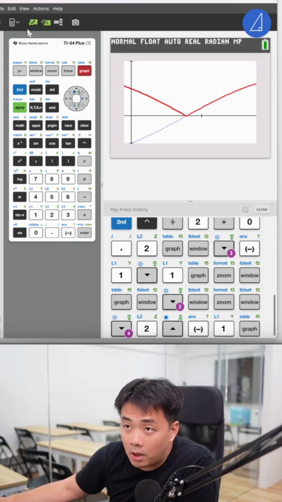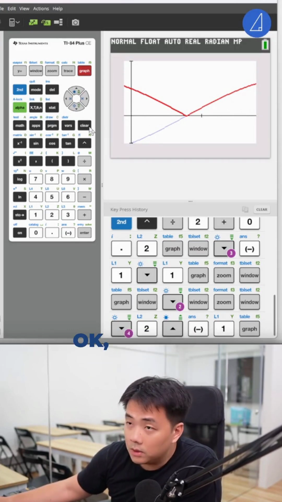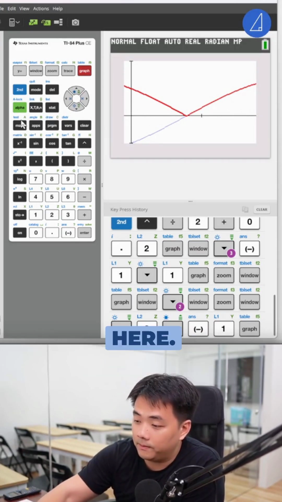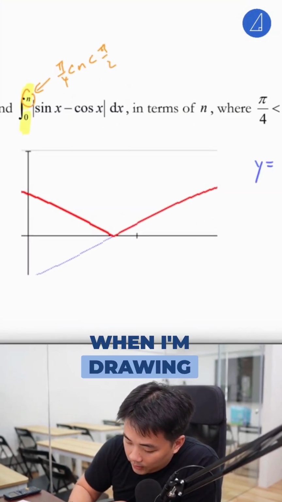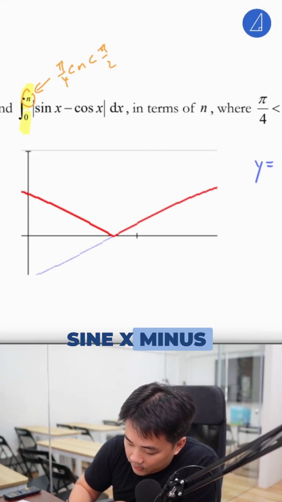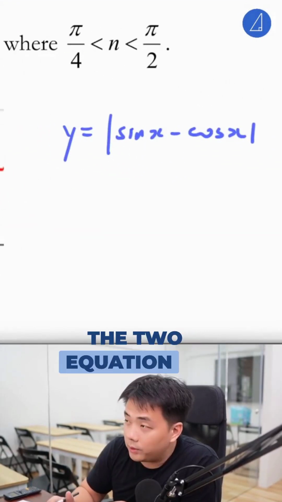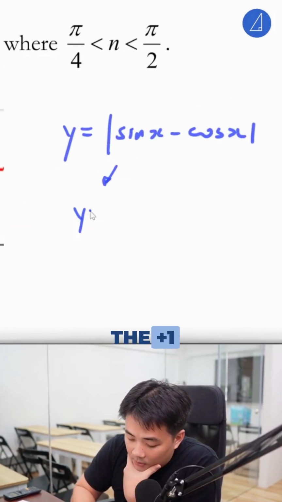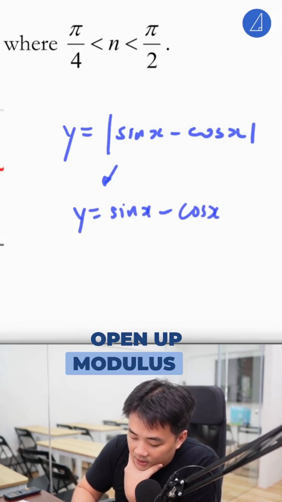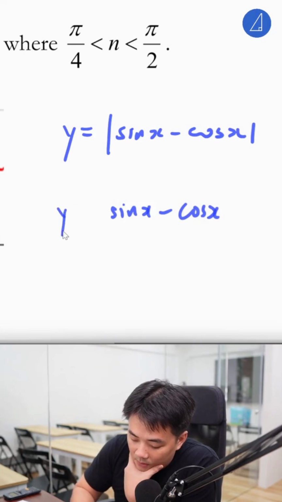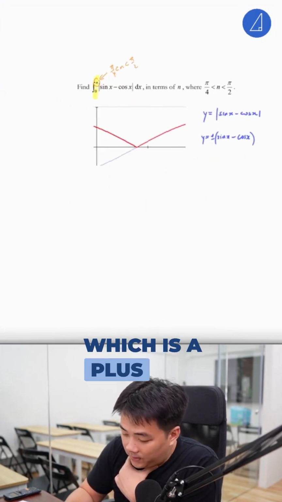Now the area under the graph that I'm looking at is from here, 0 to pi over 4, somewhere around here. Let's try and understand this graph. This is the crucial part. When I'm drawing the graph of the modulus of sine x minus cosine x, understand that there are two equations at play. One would be the positive one, and the other one, because when you open up the modulus it's plus minus, so there will be a plus minus. From the graph we need to decide which is the plus and which is the minus.